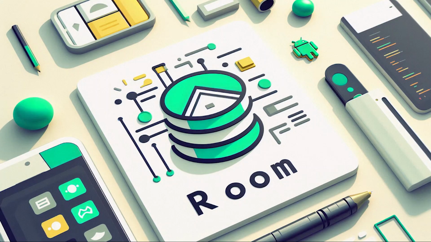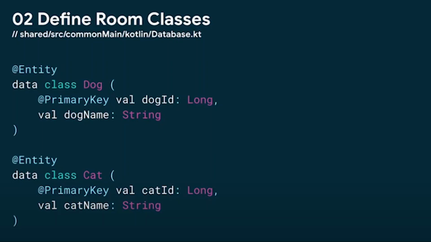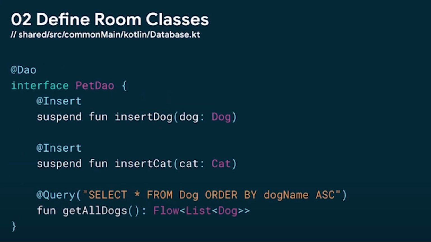Room is part of Android Jetpack libraries and it abstracts away a lot of the complexity of working with SQLite. Here is why Room is a great choice for our app. Ease of use. Room simplifies database setup and removes a lot of repetitive code. We define our database schema using Kotlin classes and annotations, making it clean and maintainable.